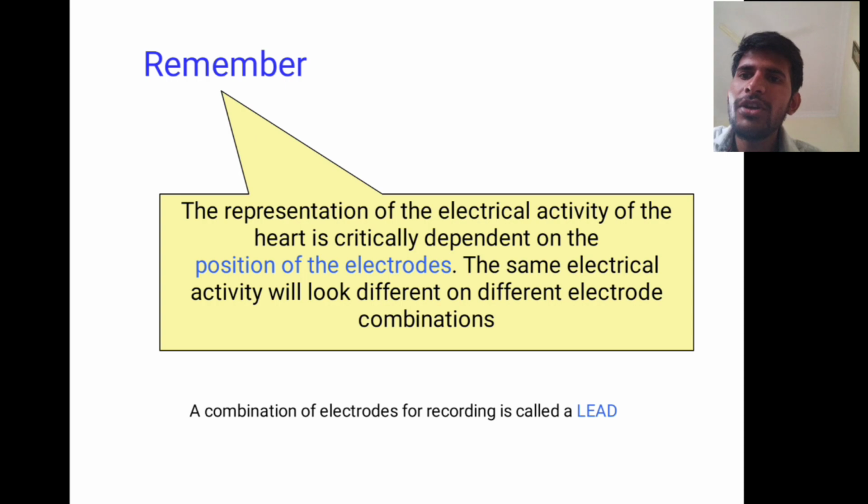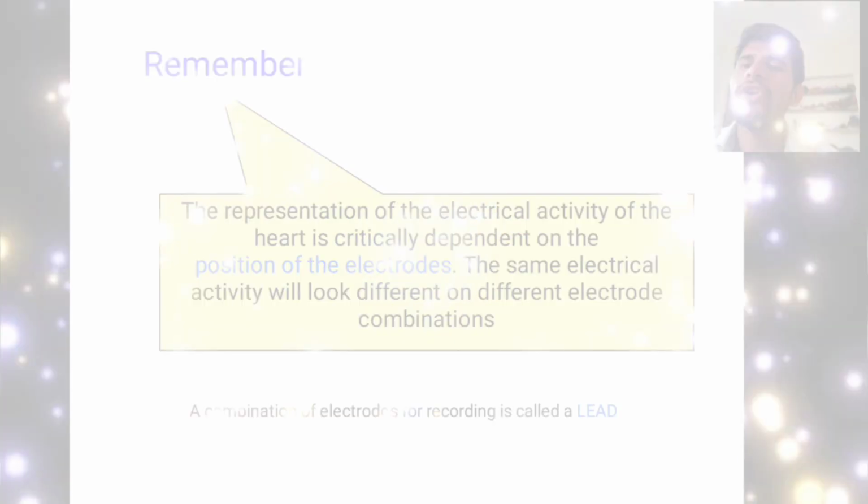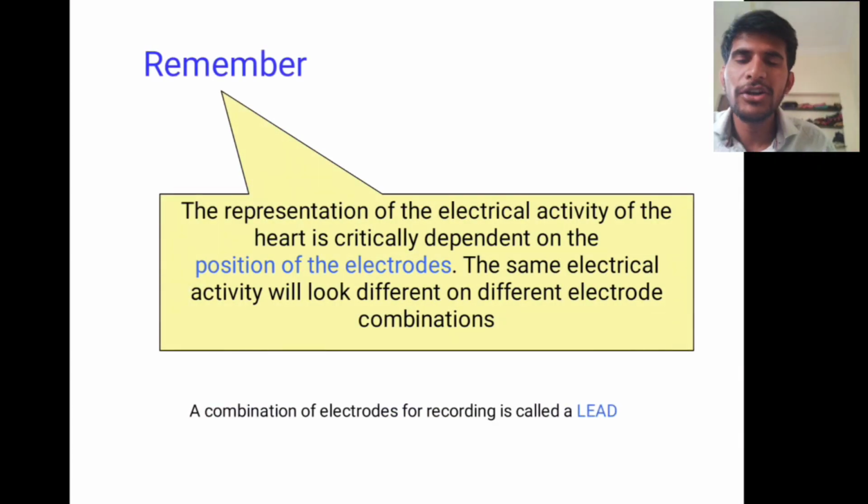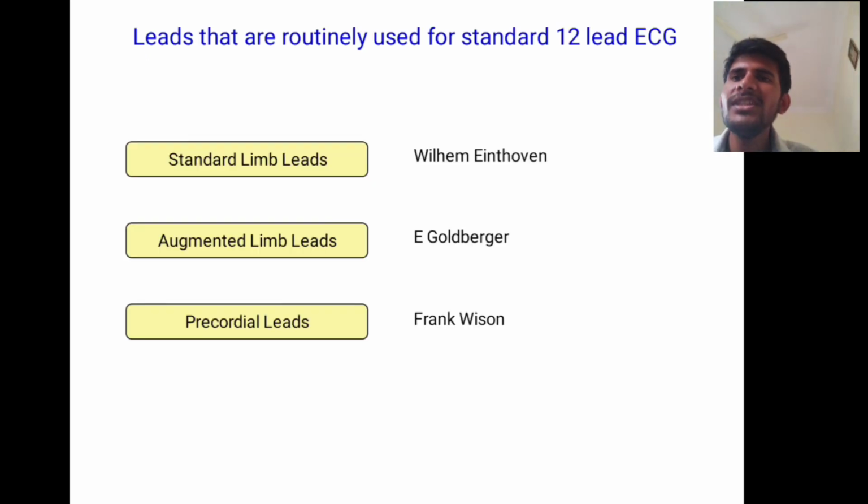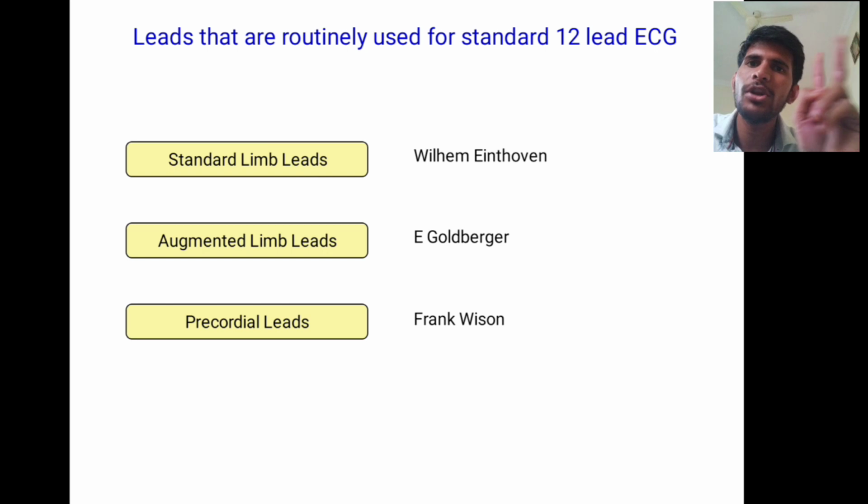What is a lead? The combination of electrodes for recording is called a lead. What are the types of leads? There are two types of leads: unipolar and bipolar. I have already said, bipolar are the standard limb leads that were given by Einthoven, and the augmented limb leads AVR, AVL, and AVF were given by Goldberger, and the precordial chest leads were given by Frank Wilson. Totally, there are 12 ECG leads.